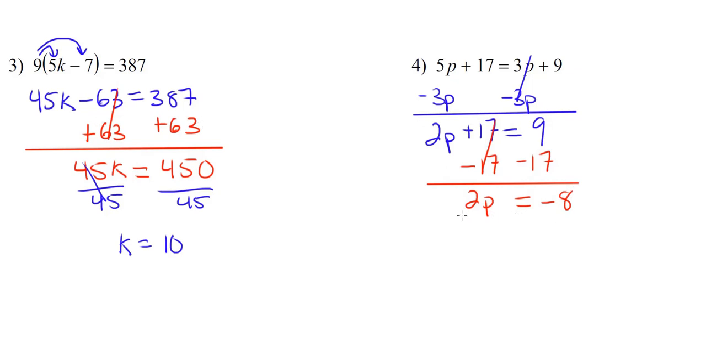Then for our final step, we're going to divide both sides by 2. On the left, the 2's cancel out, leaving us with p, and on the right, negative 8 divided by 2 is negative 4.